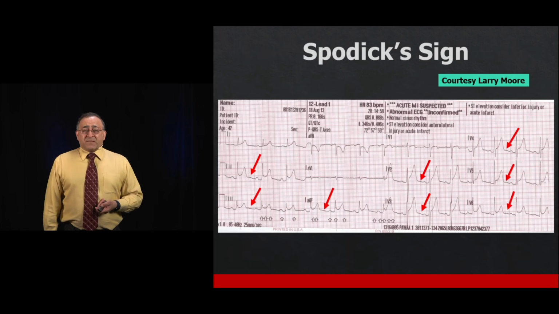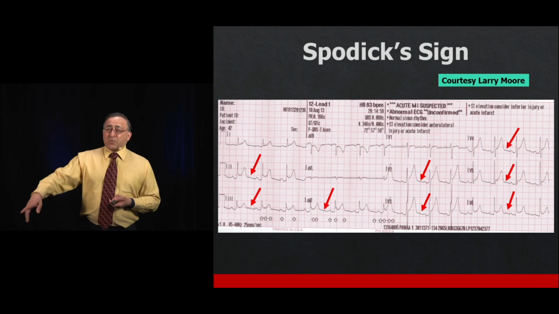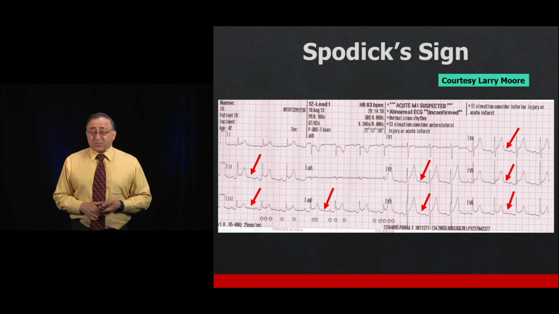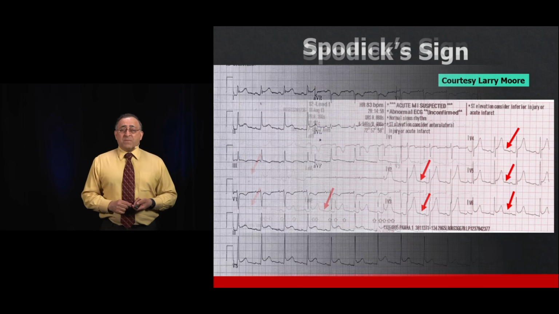All right, that Spodick sign. This is a really nice example of Spodick sign. The red arrows are pointing at the TP segment. Notice how they're all sloping downwards. Notice the computer's totally getting this wrong. This is acute pericarditis. Again, this is the last thing that you want to be looking at.